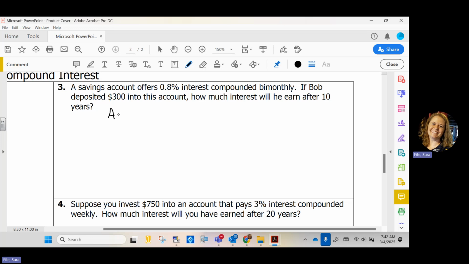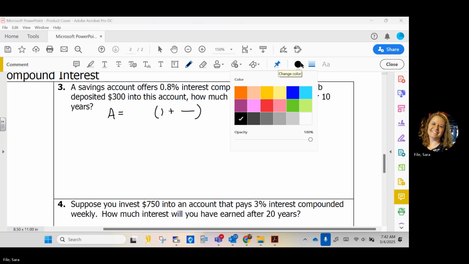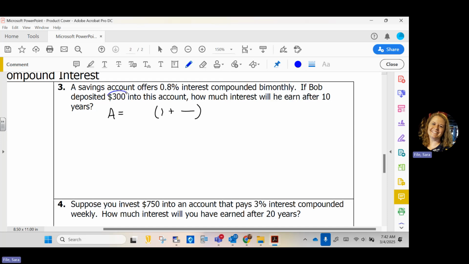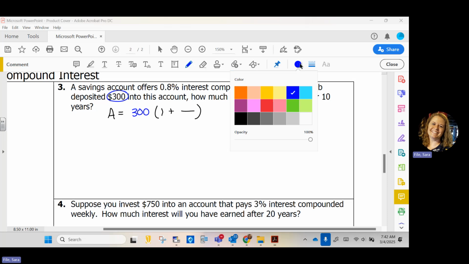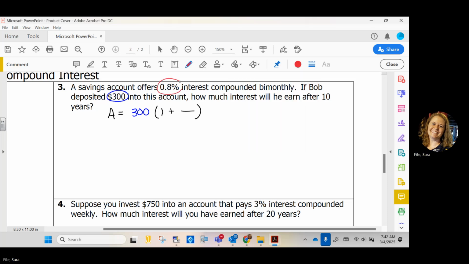Okay, so this is going to be $300 is my initial investment or deposit. The rate. Now, don't get mixed up here. Some people see a percent, a decimal percent, and they think, oh, it's already a decimal. If you see that percent sign, you still need to move the decimal 2 places.